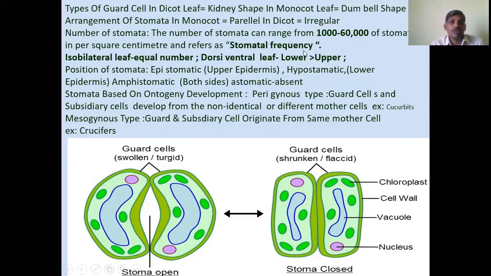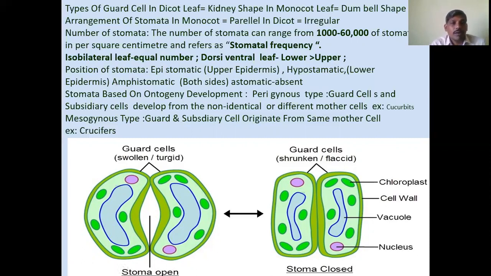So what is meant by stomatal frequency? The number of stomata present per square centimeter or per unit area is referred to as stomatal frequency. The number of stomata also varies from one species to another, and the occurrence of stomata also differs in both epidermis.